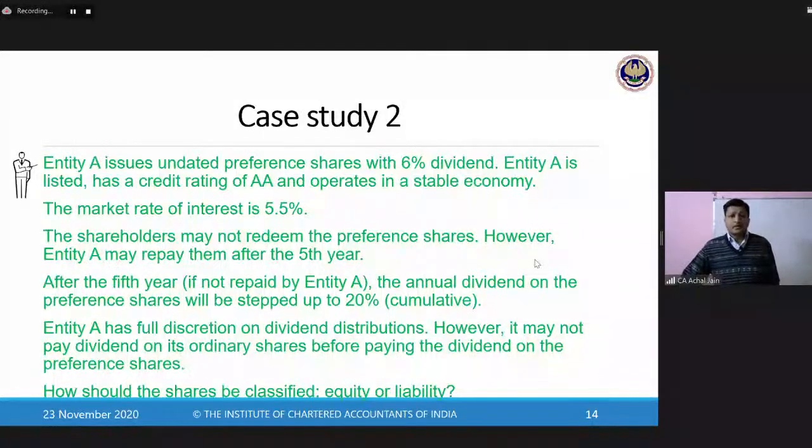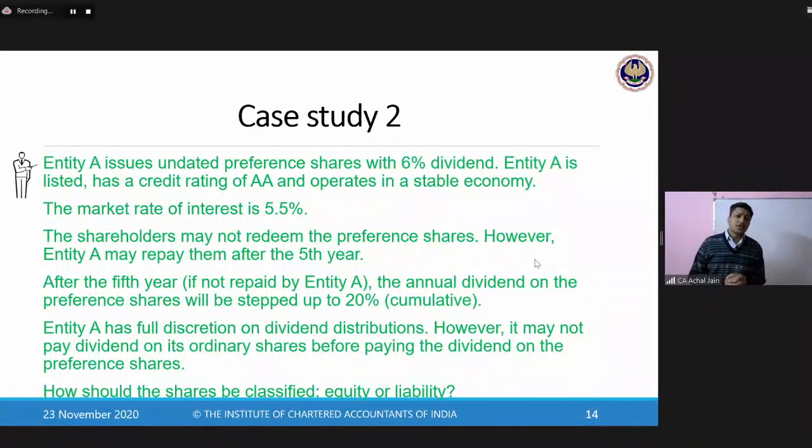After the 5th year, if these are not repaid by the issuer, that means entity A, the annual dividend on the preference shares will be stepped up to 20% cumulative. So currently the annual dividend is 6%. If the repayment is not done after the 5th year, what will happen? This annual dividend will increase significantly to 20%, and that too cumulative. Cumulative means something which will keep accumulating even if this is not paid.